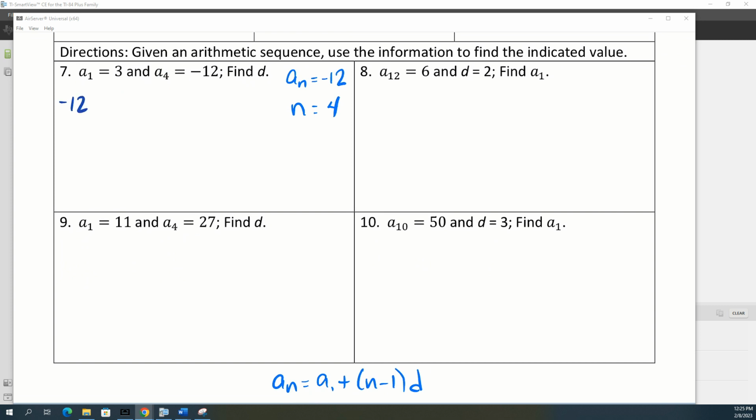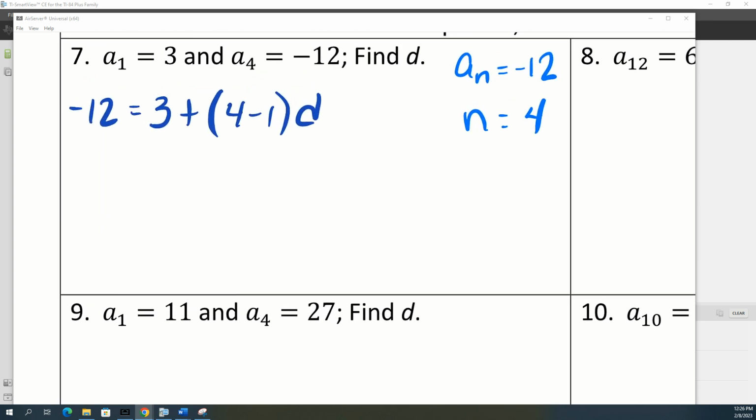So in the place of A sub n, I'm going to put negative 12. In the place of A sub 1, I'm going to put 3. And then in the place of n, I'm going to put 4. And then it still has the minus 1 in the formula. And then D is what I'm going to look for. Great. And then we just have a few steps we need to do to solve this for D.